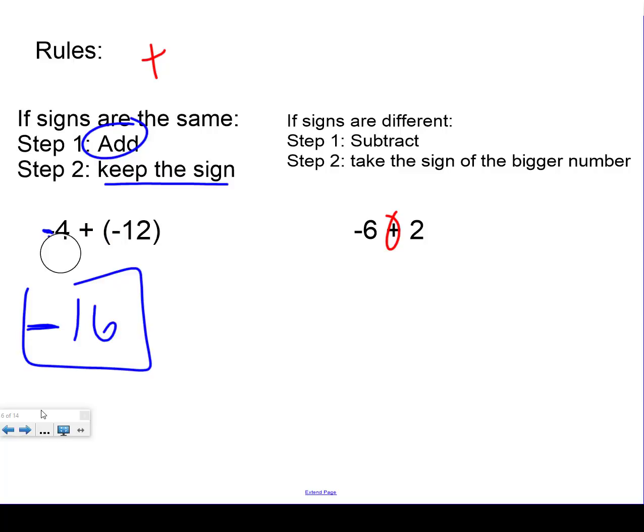Let me show you what that original problem looks like without all my mess here. Both were negative, right? And so I added them. 4 plus 12 is 16. Bring down the negative sign.